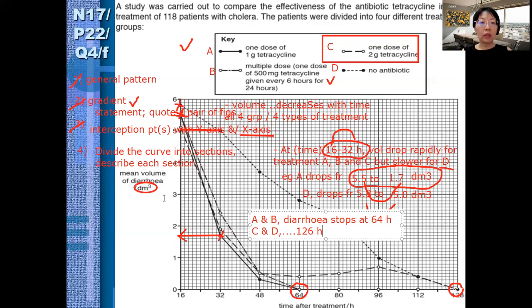I don't have to quote the y-axis value anymore because it's 0, right? 0 diarrhea, 0 volume of diarrhea. Diarrhea stops means 0 volume. Okay, so that is number 3. Now, the last one is number 4. We can also divide each curve into different sections and describe each section.